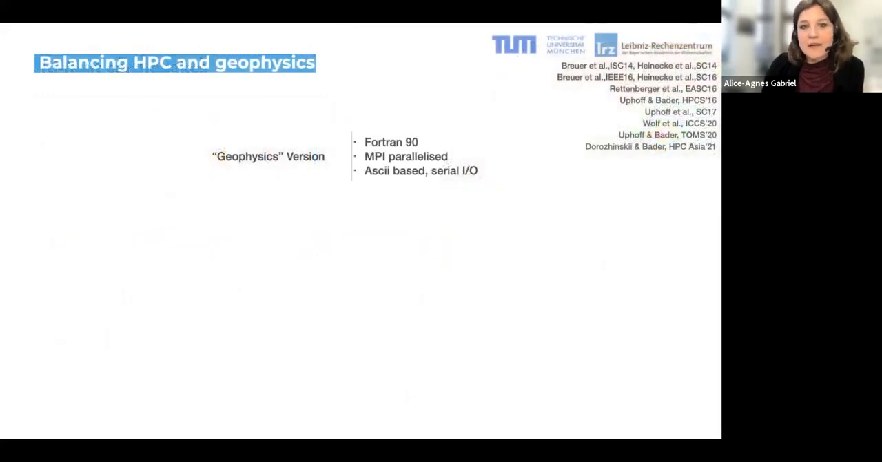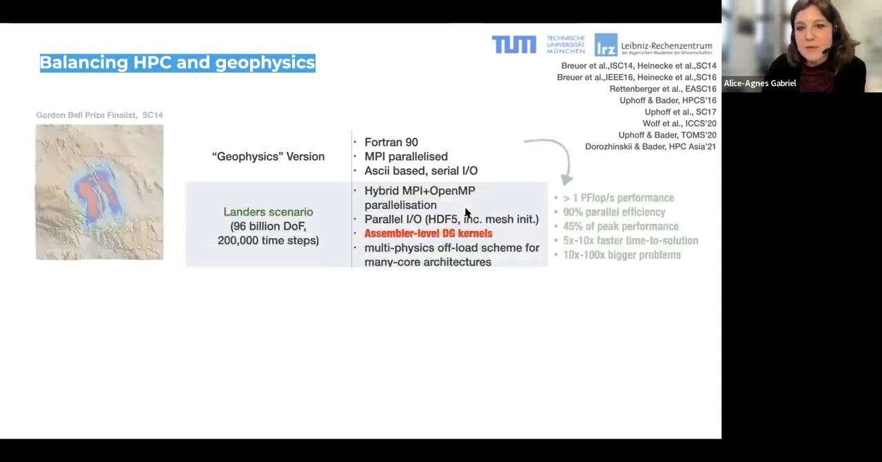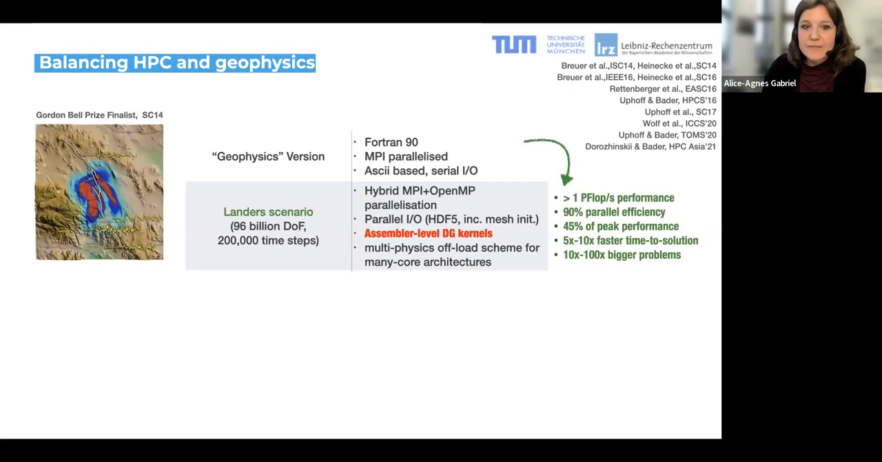And I have a couple of summary slides about how we can think about balancing high performance computing and geophysics. We've been starting with dynamic rupture simulations with a geophysics code, which was written in Fortran 90, MPI parallelized, and was reading and writing text files in serial. That means one processor is writing one file.